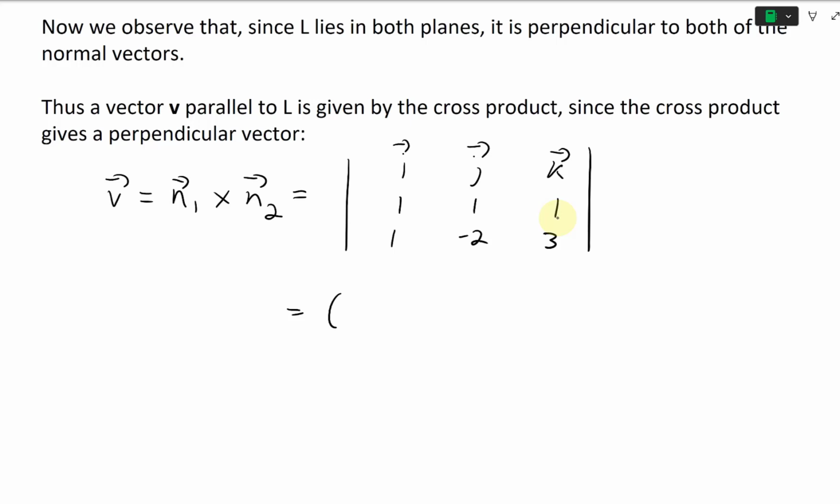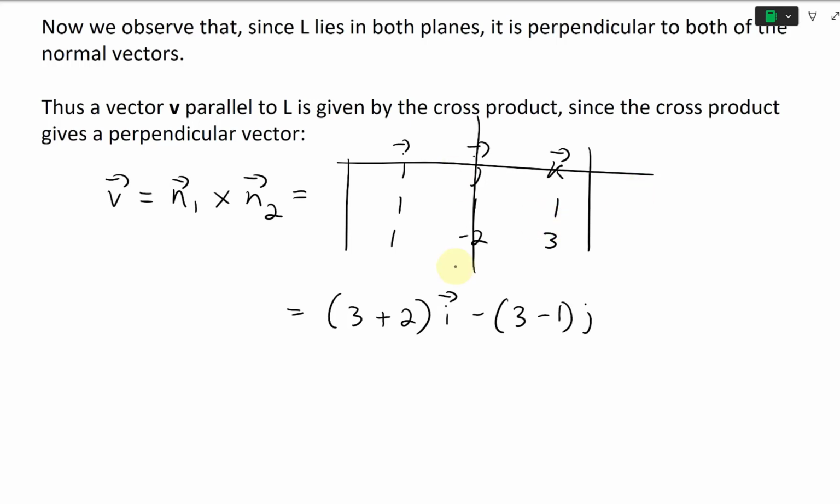This is going to be equal to 1 times 3 is 3, and then minus 1 times negative 2 is negative 2, but we're subtracting, so it becomes plus 2. That is the i component. Then subtract the middle one: 1 times 3 is 3, minus 1 times 1 is 1. That is j. Next is plus the k setup: 1 times negative 2 is negative 2, minus 1 times 1.